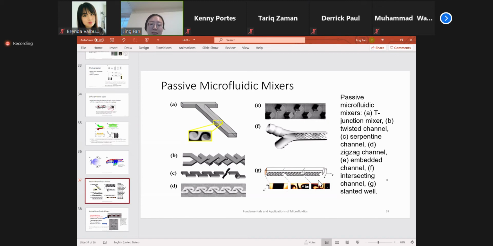So basically in these twisted channels, the input fluids have to swing across and rotate inside the channel. This kind of swinging and rotation induces the onset of chaos and improves the mixing efficiency.